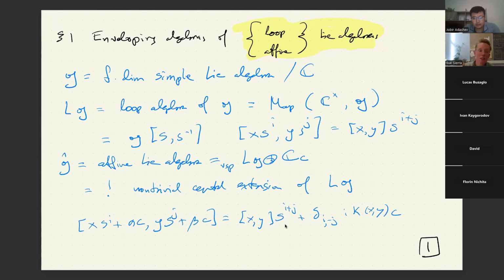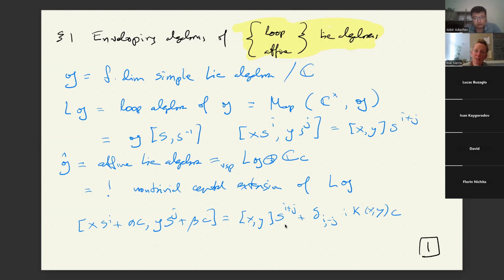Now, closely related to the loop algebra of g is the affine Lie algebra, which I'll call g hat. This is a one-dimensional central extension of the loop algebra. In fact, I can define it by saying it's the unique non-trivial central extension of the loop algebra. But I can also tell you the Lie bracket.